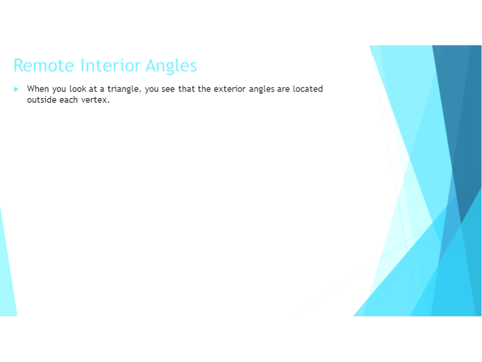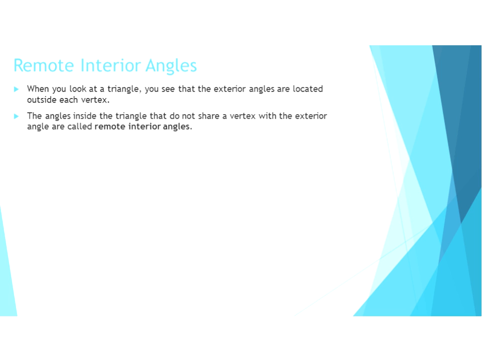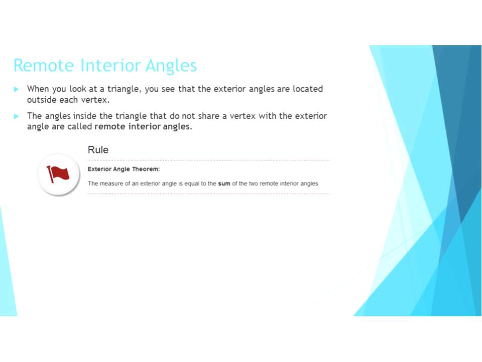The next one you need to know is remote interior angles. When you look at a triangle, you see that the exterior angles are located outside of each vertex. The angles inside the triangle that do not share a vertex with the exterior angle are called remote interior angles. That's a rule you need to memorize: the measure of an exterior angle is equal to the sum of the two remote interior angles.